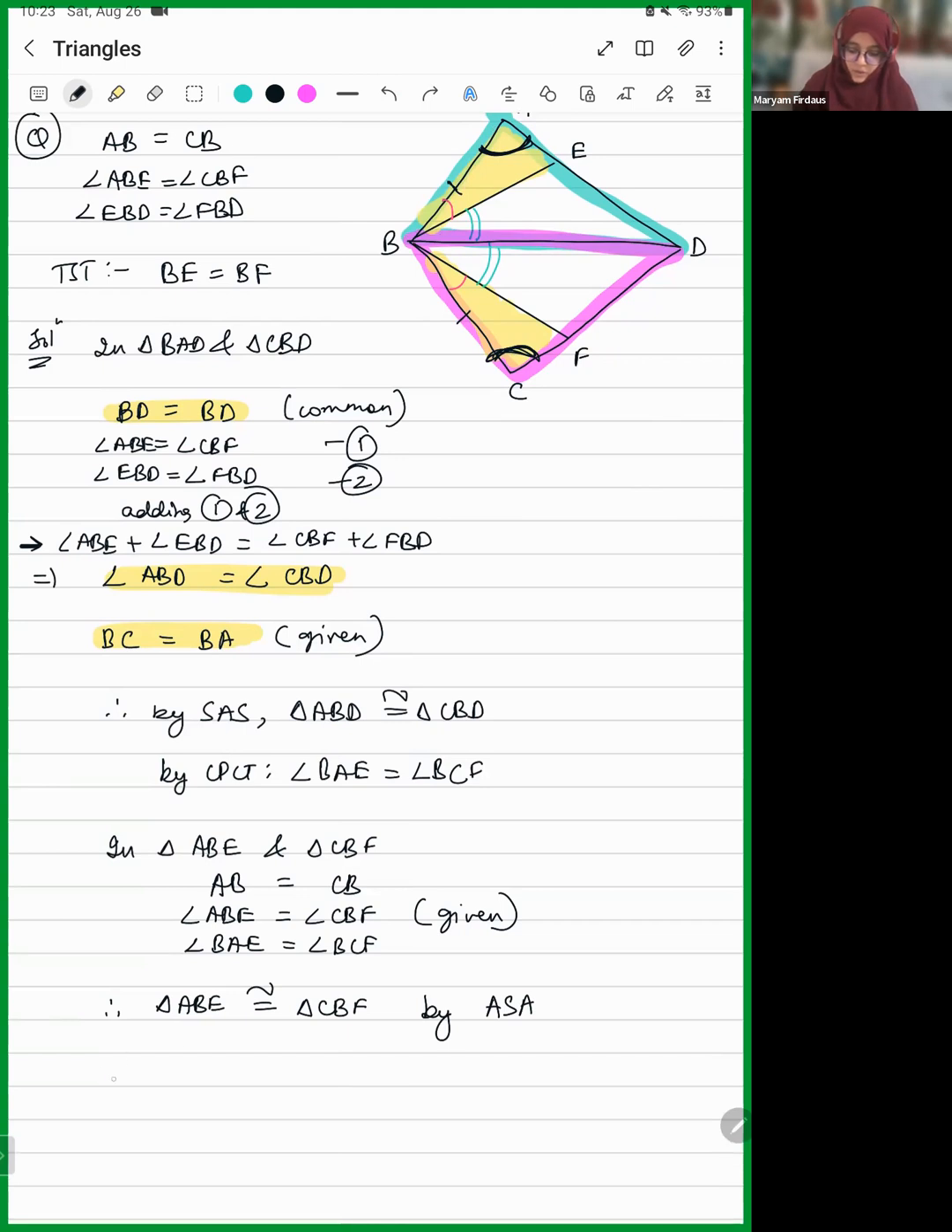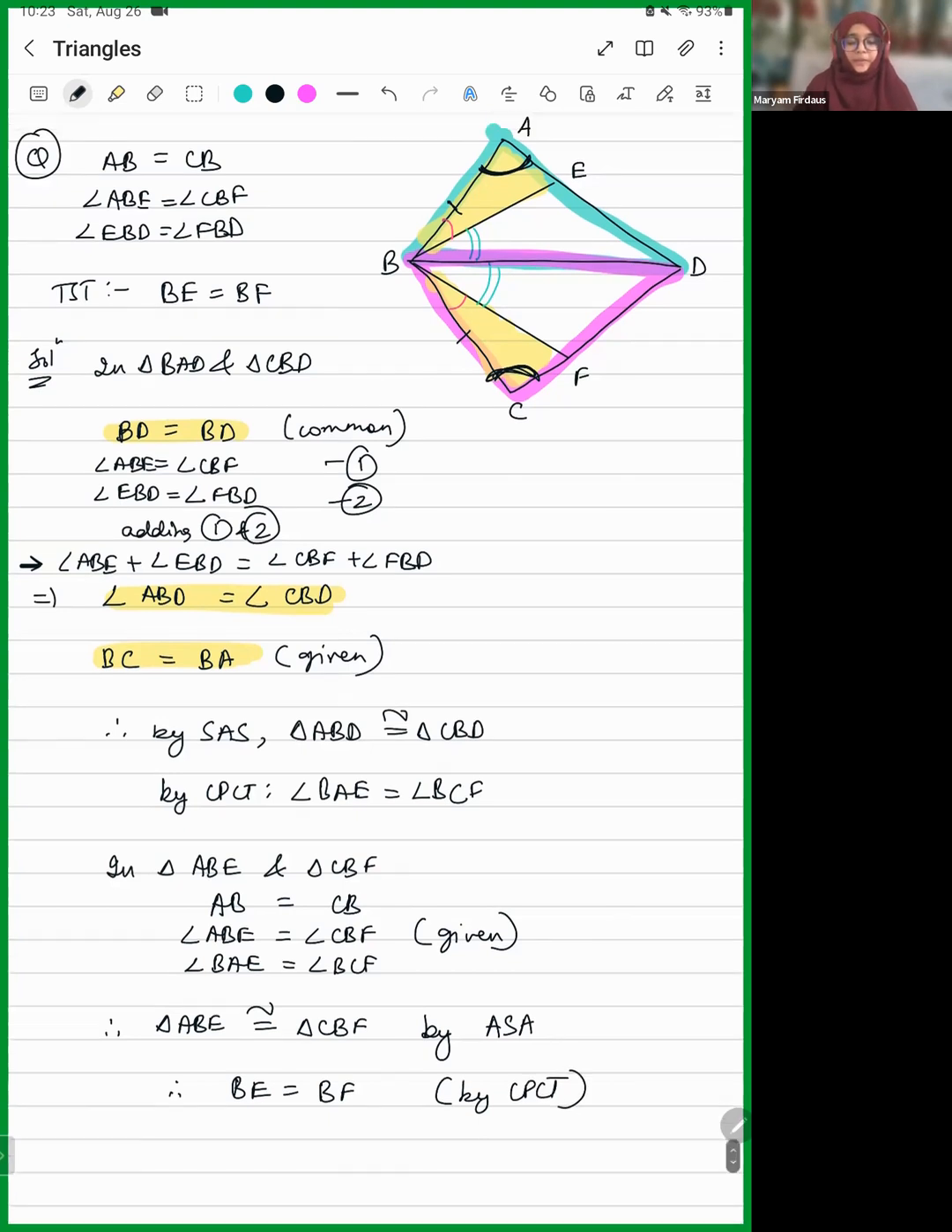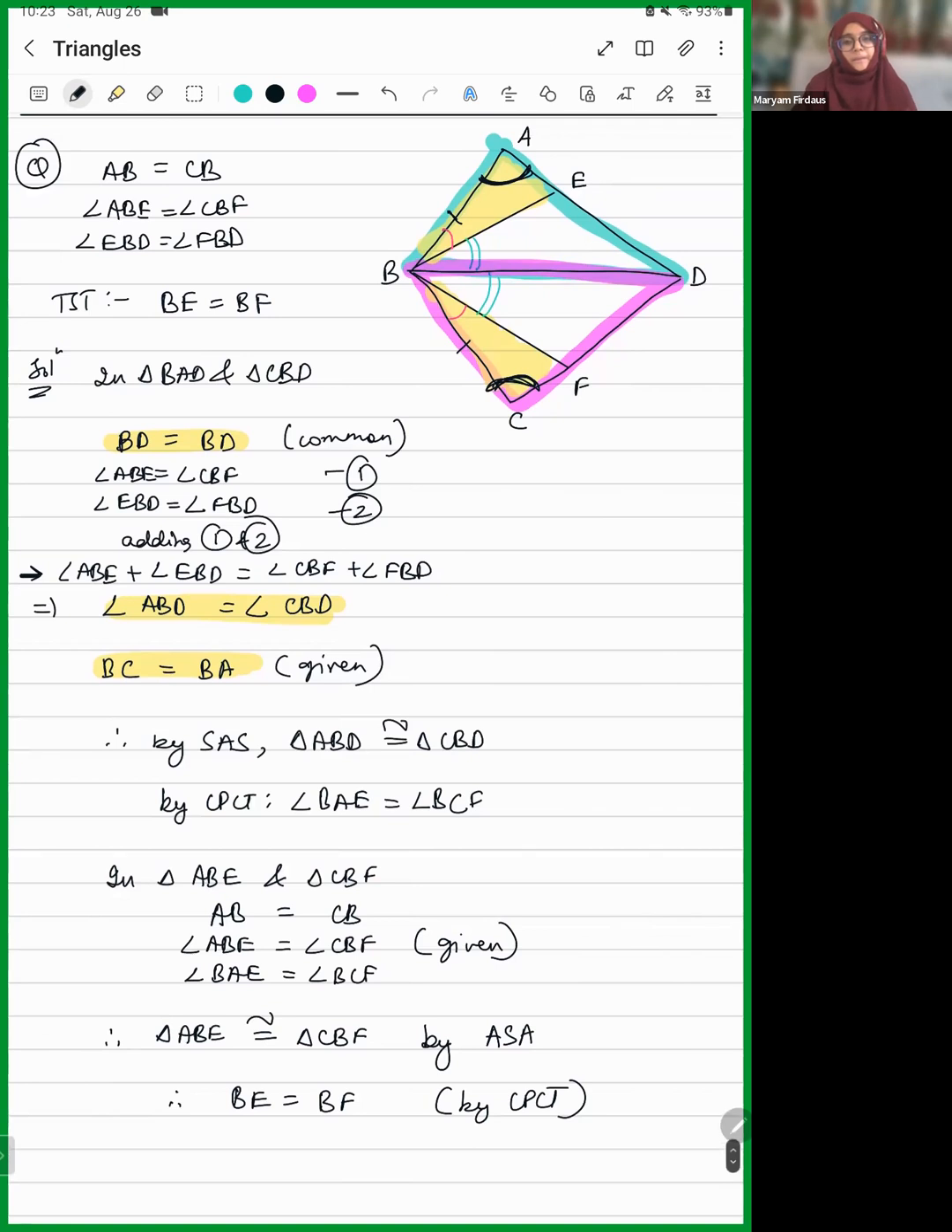So since they are congruent, therefore, by CPCT, what do we have? What did we want to prove in the first place? Yeah, BE equals BF. Yes, BE equals BF by CPCT. Any doubts in this one anywhere where you think you want me to repeat? I will repeat. No, ma'am.